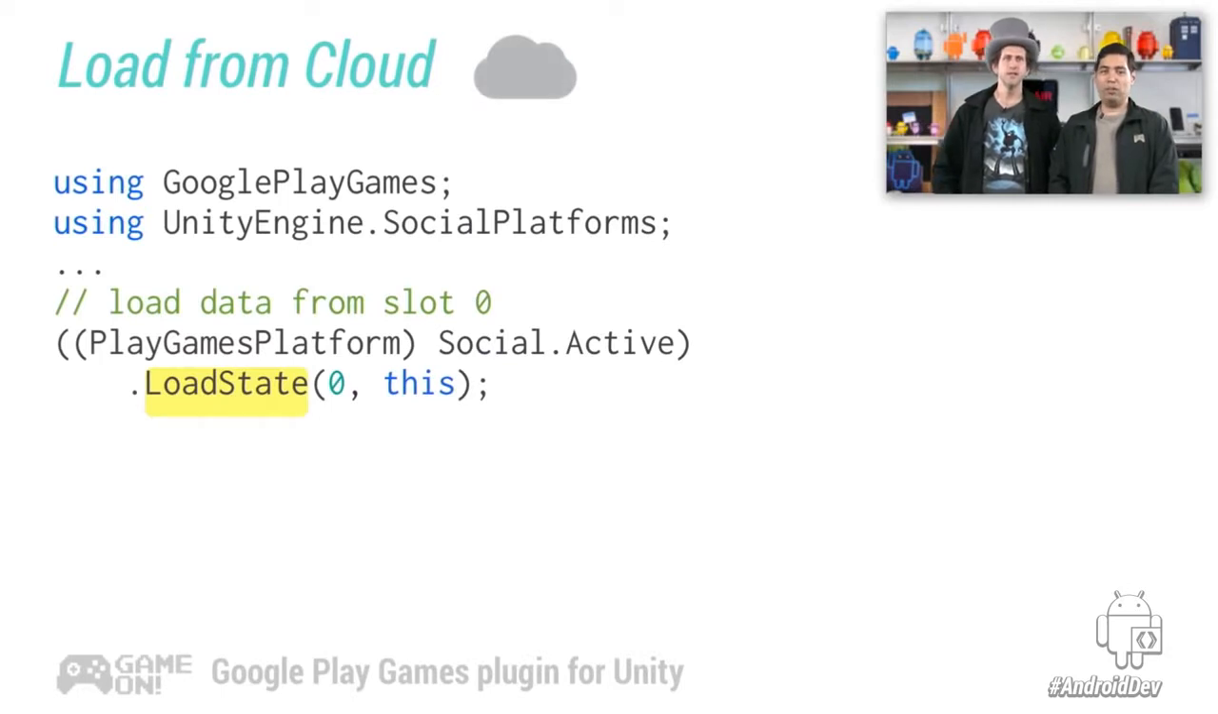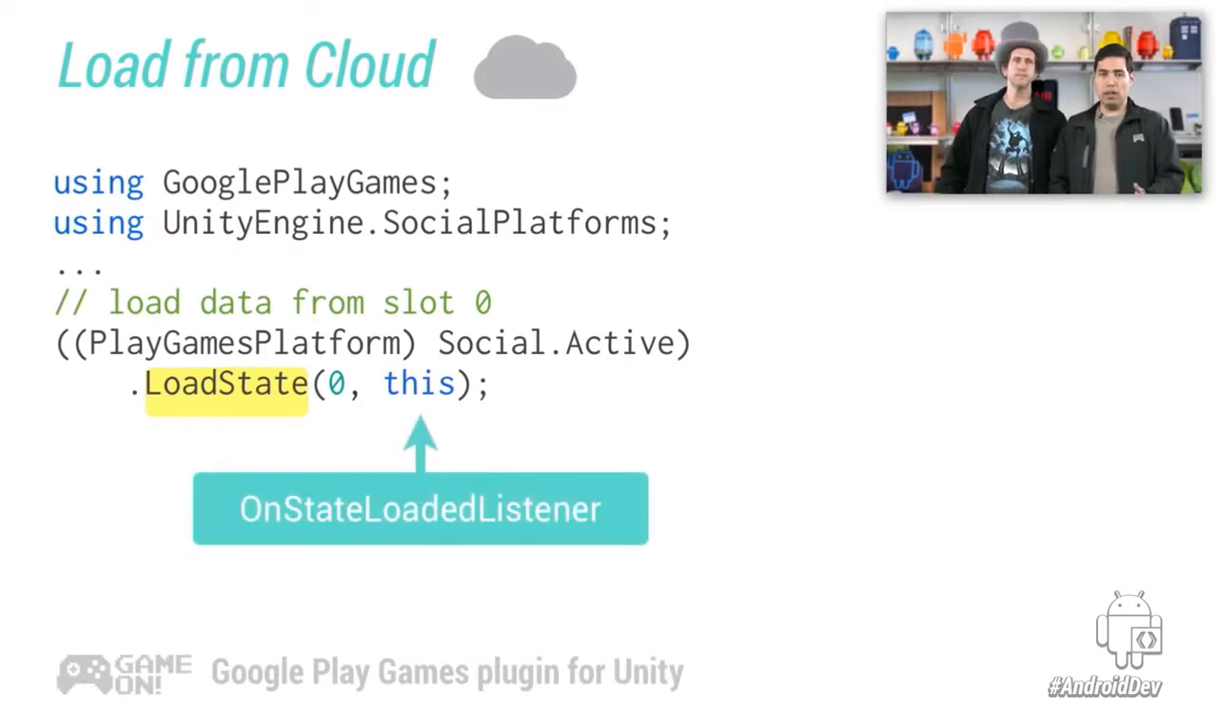So loading from the cloud. How do you go ahead and load data from the cloud? To do that, all you have to do is call load state. Our Cloud Save service has separate slots. We currently have 4 slots, so you can have different types of data in each of the slots. In this example, we're just using slot 0 for simplicity. Just call load state, pass in the slot number, and then you pass in a listener that's going to be called whenever that load operation completes, so it's asynchronous.